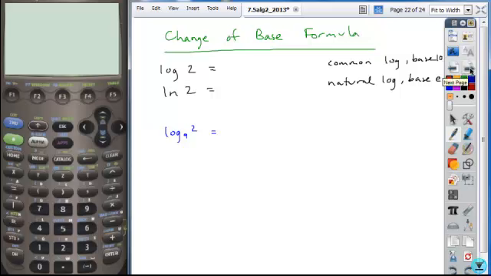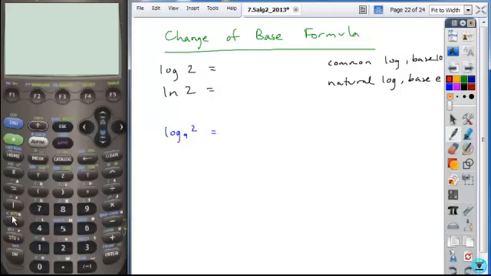And that's called the change of base formula. Okay, so your calculators can evaluate two different types of logs. They can calculate a log with base 10, which is called the common log, or written just log. And they can calculate a log with base e, the natural log, which is abbreviated ln.